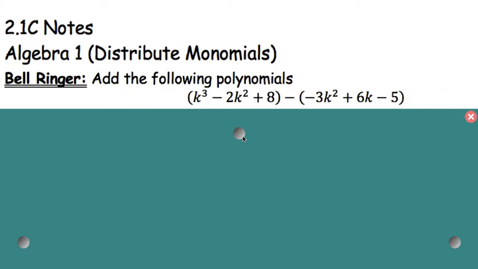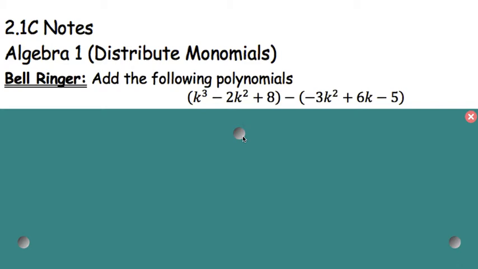All right, Algebra 1, here we go. This is the 2-1C notes, and we are going to be distributing monomials. So basically, this is your distributive property. You may have heard that term before. So let's review what we talked about in the previous 2-1B notes with our subtracting polynomials.